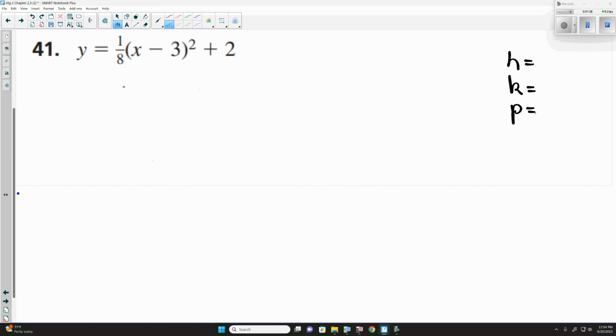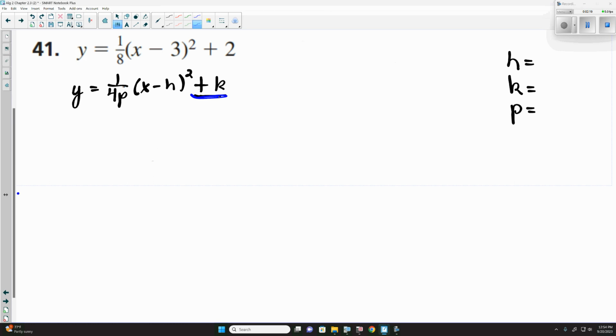Now, the first thing we want to do when looking at this equation is match it up with its general form. So we have y equals 1 over 8 times x minus 3 squared plus 2. So this is y equals, so it matches our y equals 1 over 4p times x minus h squared plus k. These two here match up. These are the same. Since we have y equals, it's going to be our y equals equation. Now we need to use this to find the values of h, k, and p.